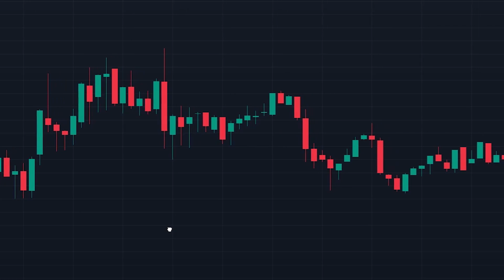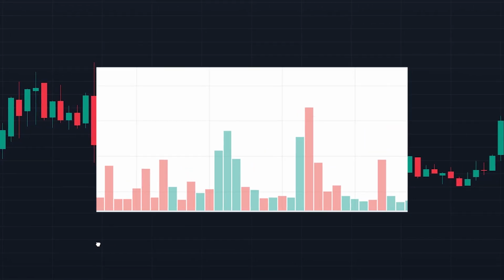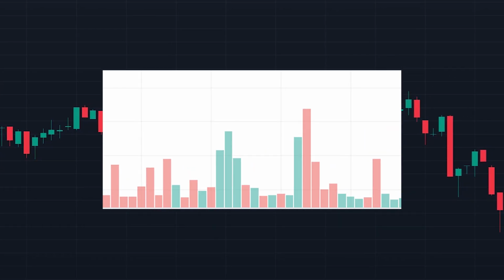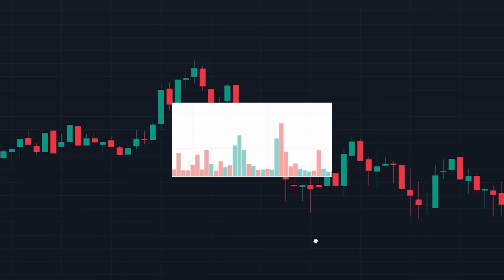However, I think we could improve the strategy even more by using a volume indicator to check if there is enough volume currently in the market to take the trade.